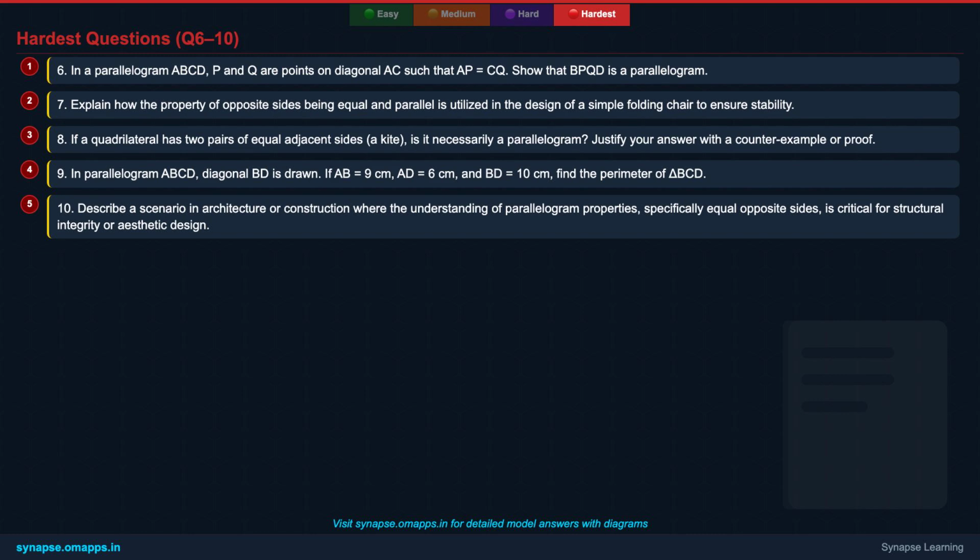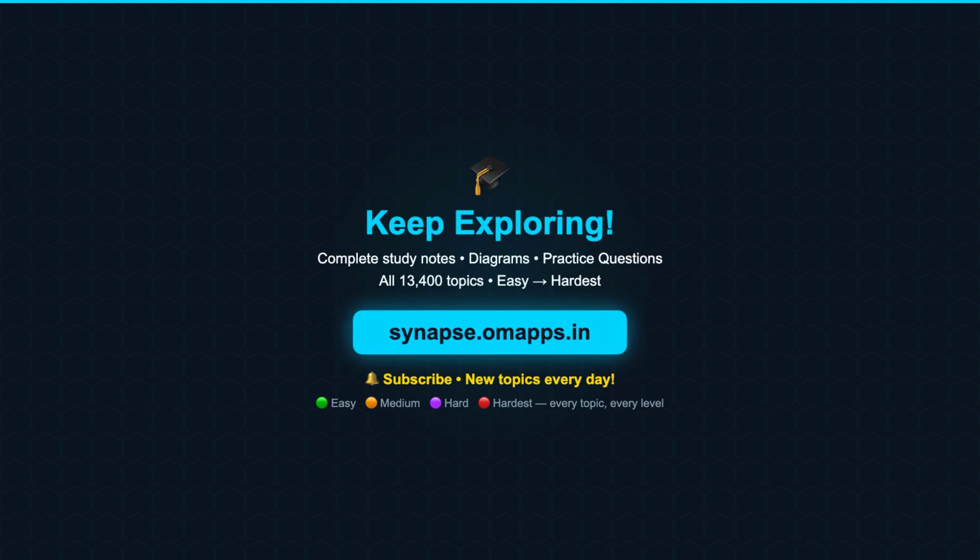These problems delve into real-world applications, further proofs involving specific constructions, and conceptual thinking about the characteristics that define different types of parallelograms. Think about how a simple folding chair utilizes these geometric principles, or how to prove a quadrilateral is a parallelogram under specific conditions. These questions are designed to solidify your understanding and prepare you for advanced mathematical thinking. You've got this! And that brings us to the end of our deep dive into the fascinating property of parallelograms.